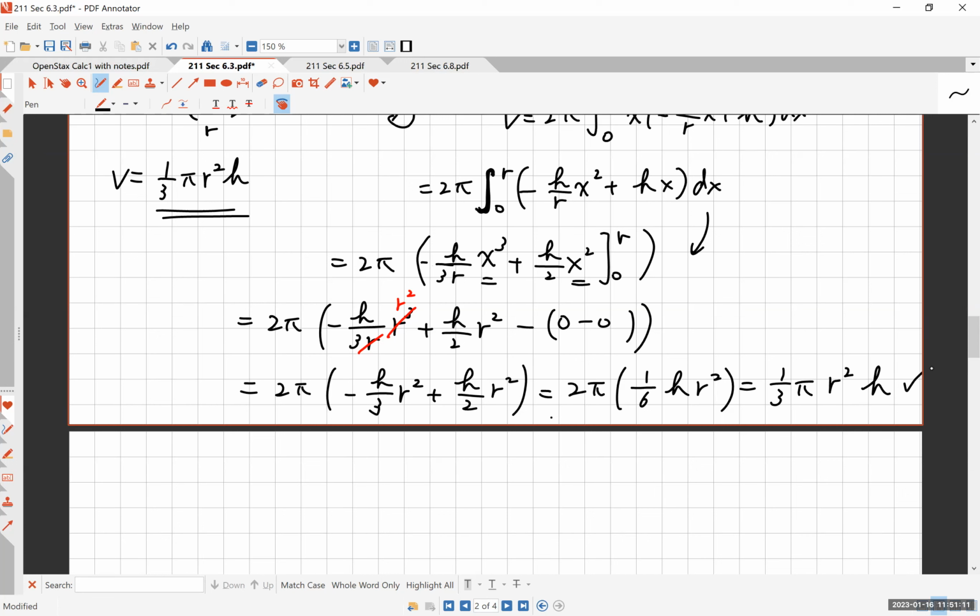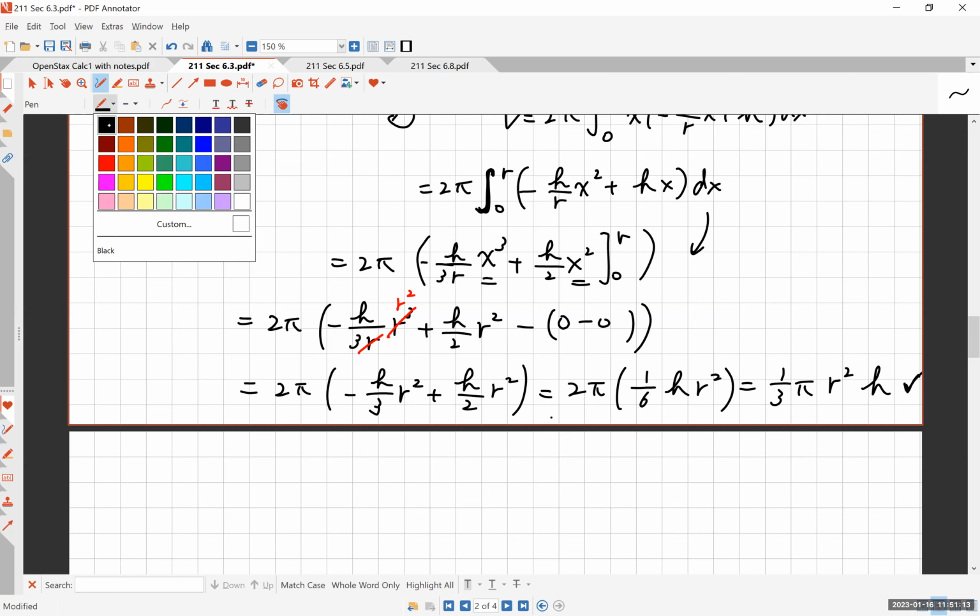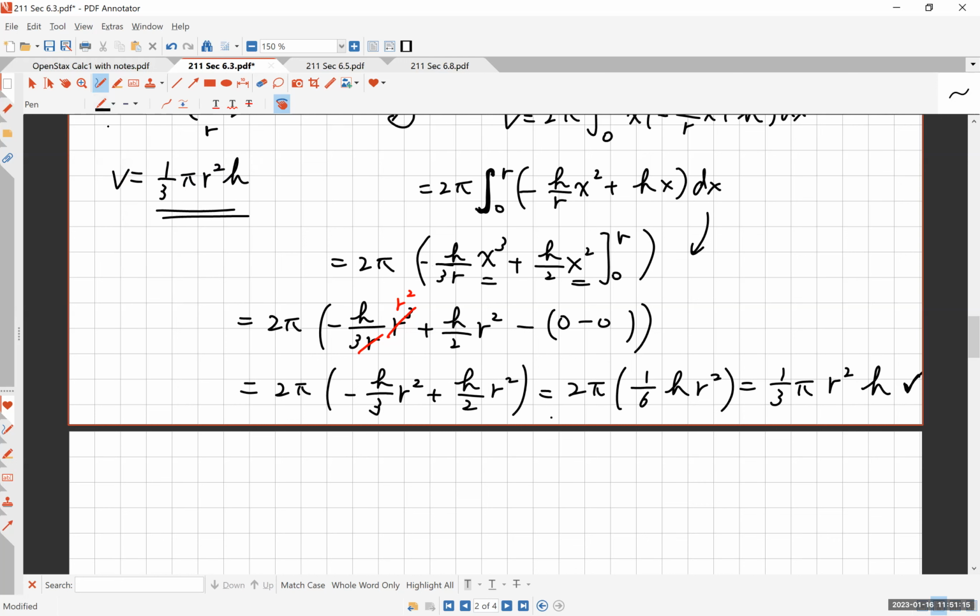So that is another verification that the volume formula is correct for circular cones. Okay, so you can practice your exercises and again, learn to carry out the shell method.